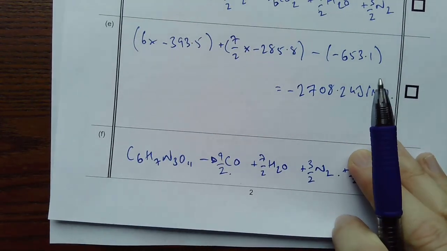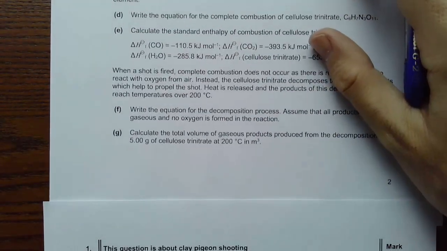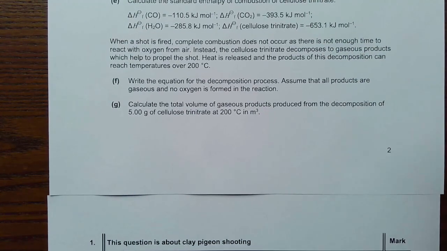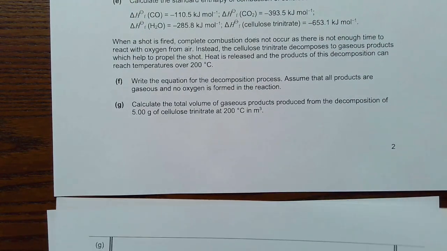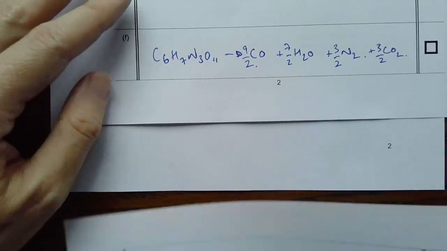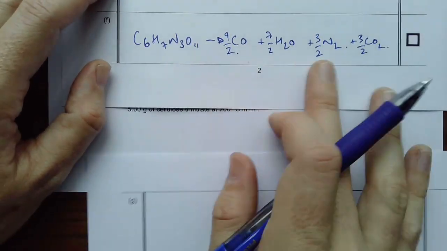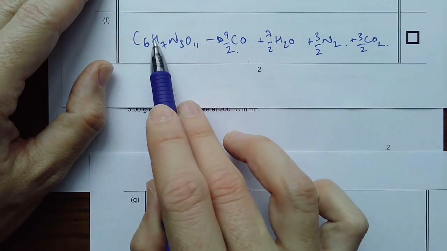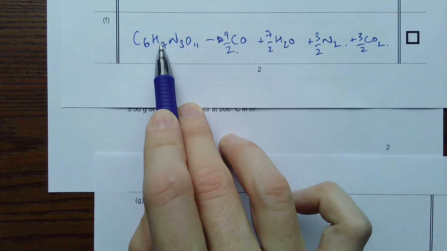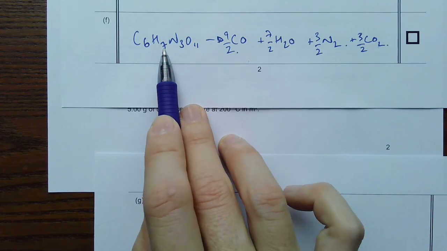So that means we can move on now to the last part. Calculate the total volume of gaseous products formed from the decomposition of 5 grams of cellulose trinitrate. So we're going to have to use this equation. All right. So we know that all of these products are gases. So we need to know how many moles of gas we have. In order to do that, we need to know how many moles of this we have, which means we need to know the molecular mass of that.